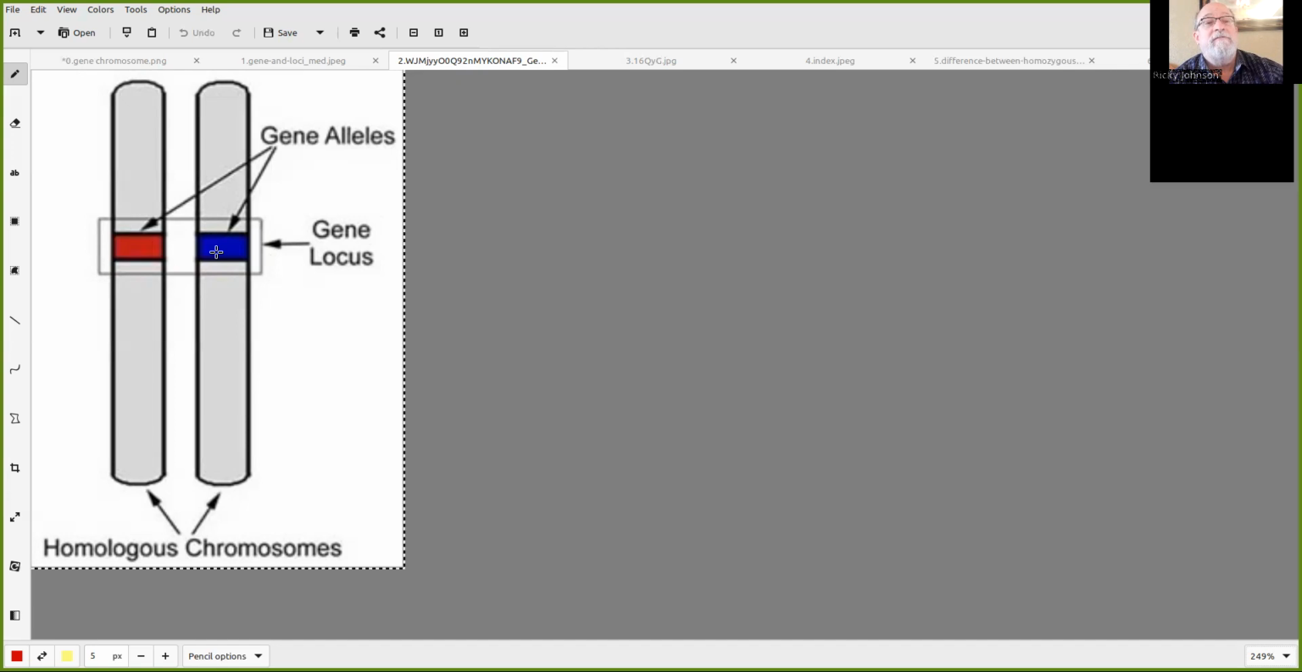And then ultimately that's going to control how you behave. All right, so homologous chromosomes mean that they have the same loci. That means they have the same genes at the same spots.